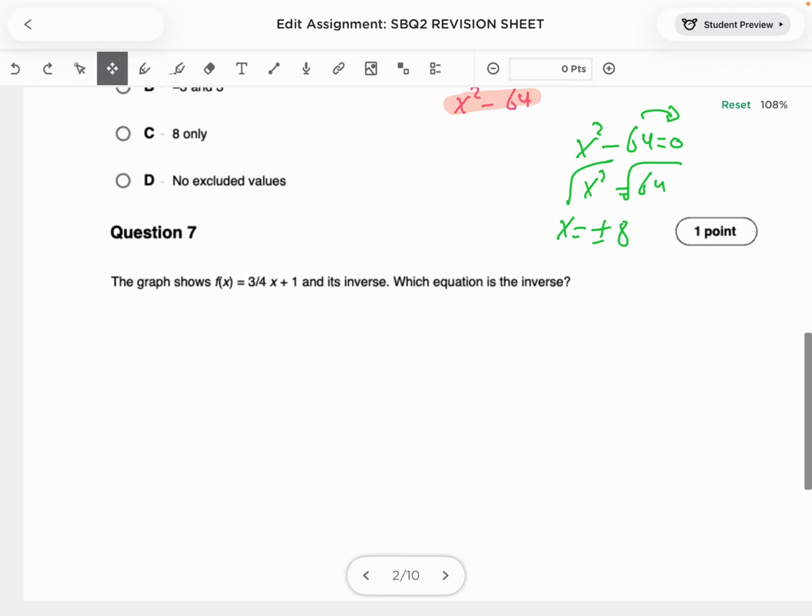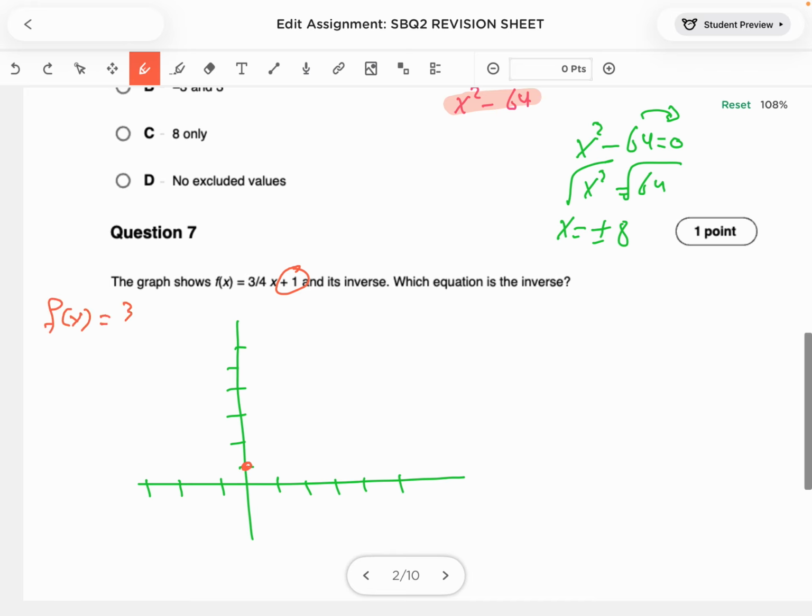There is more than one way. You can graph the function. If we draw the xy plane, 1, 2, 3, 4, 5, 6, the graph will be given. Yes, 1, 2, 3. We start from the x-intercept, which is 1. And the function is f of x equals 3 over 4 x plus 1.